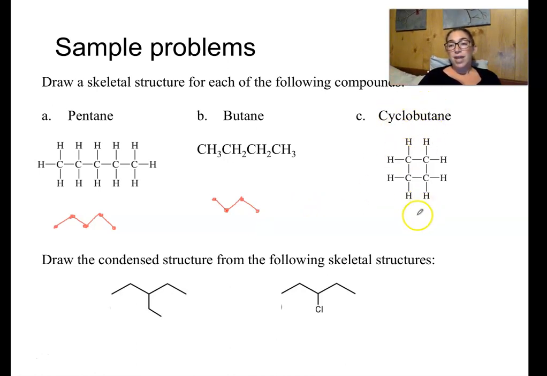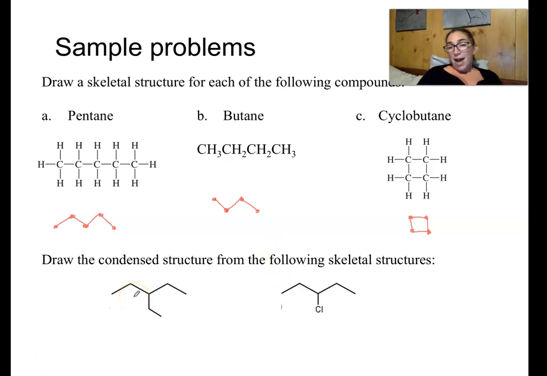For cyclobutane, again, we're just drawing the carbons and the bonds between them. So a cyclobutane is going to look like this. So cyclic alkanes, when drawn in skeletal structure, just look like geometric shapes. Cyclobutane, which has 4 carbons, looks like a square. The one with 5 carbons, cyclopentane, looks like a pentagon. Cyclohexane is a hexagon, and you get the picture.